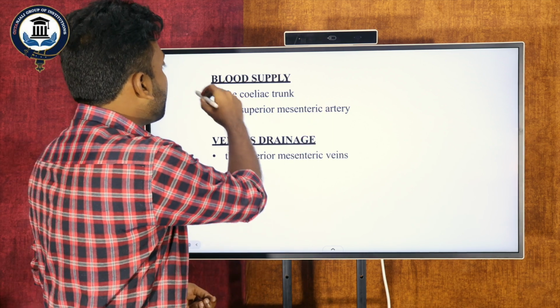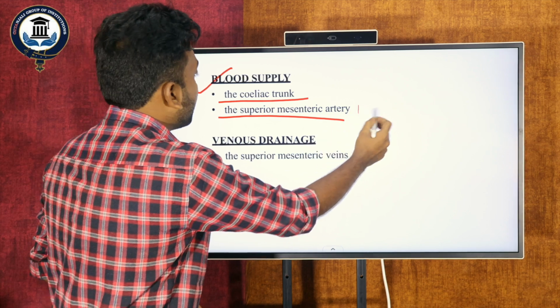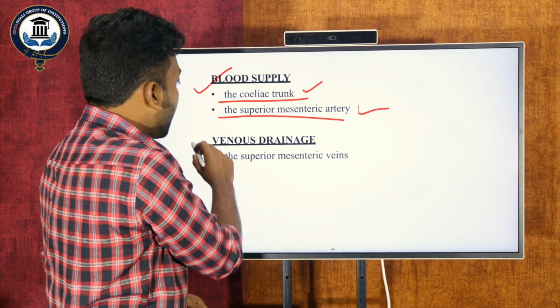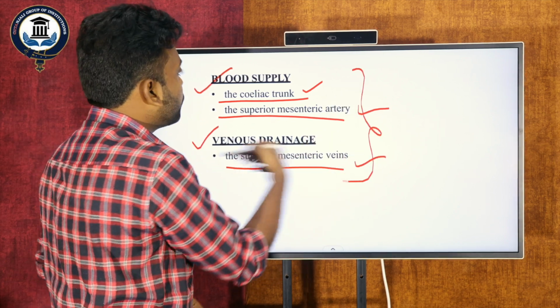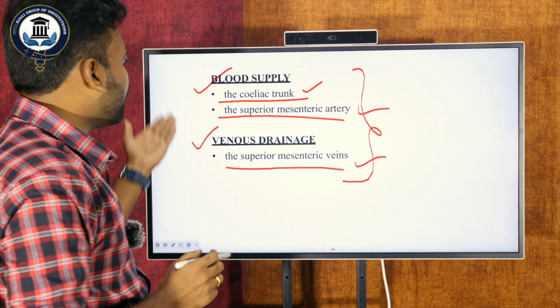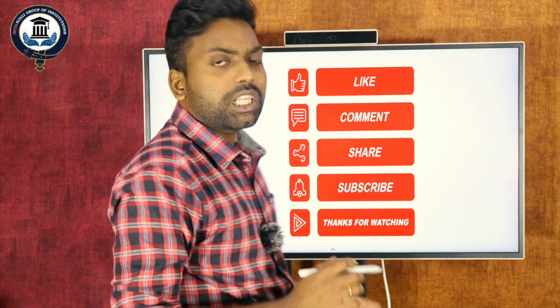And we can see what the blood supply is. The arterial blood supply is the superior mesenteric artery as well as the celiac trunk, and the venous blood supply is the superior mesenteric vein. So these are the two kinds of arterial and venous blood supply we can find. So this is about the small intestine.